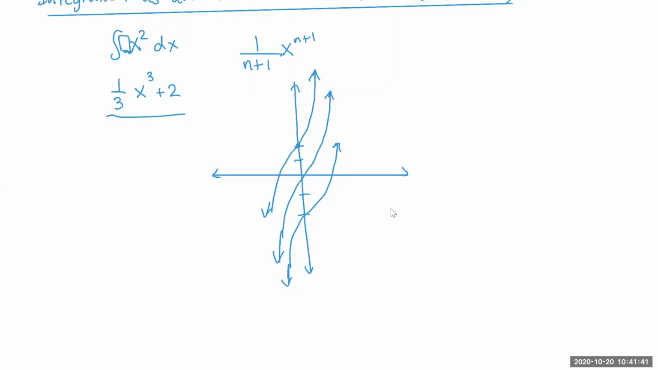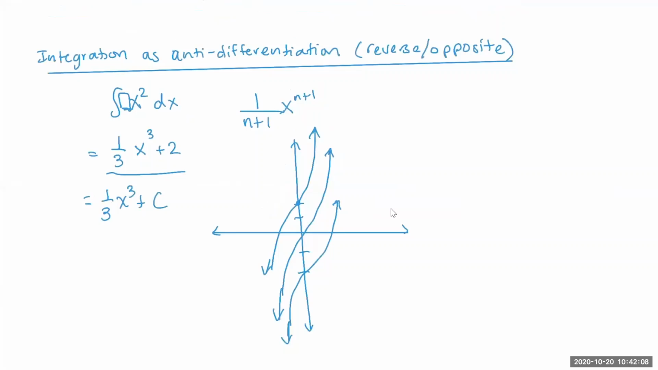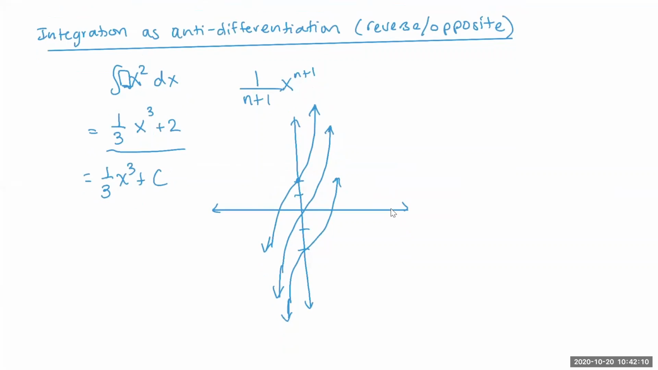How many of these curves can I draw that would have the same derivative? Infinitely many. And they all differ by what we call a constant of integration. So that +2, I'm going to replace with plus c. This is what we call an indefinite integral.